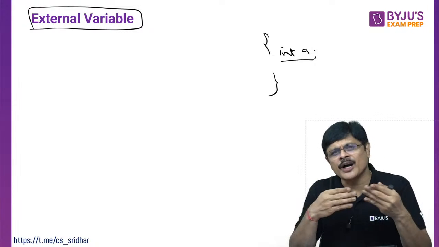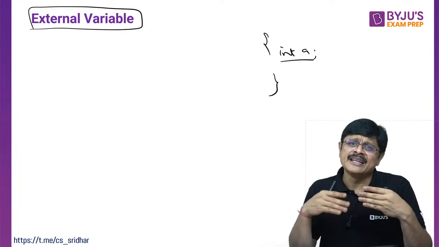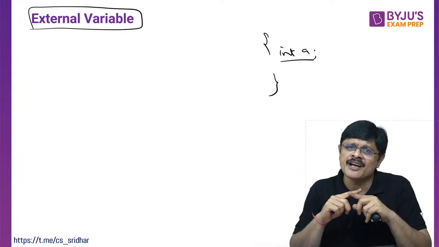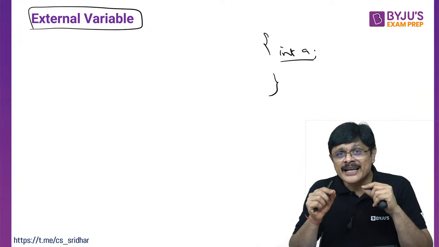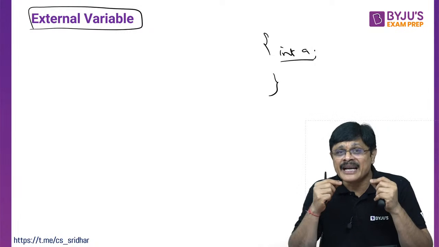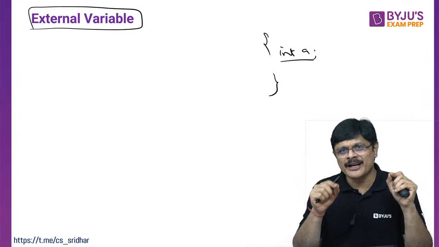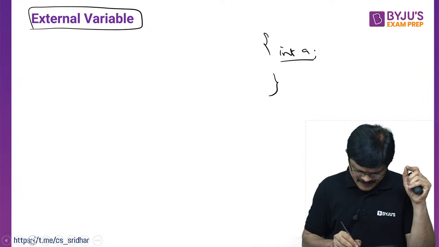So by default, for automatic variables and register variables, their definition and their declaration are one and the same. But for external variables, there is a small difference between declaration and definition. We'll try to understand that now. Let us see that.